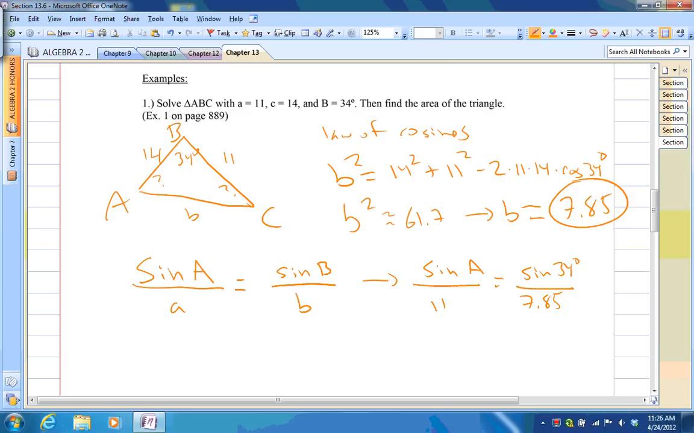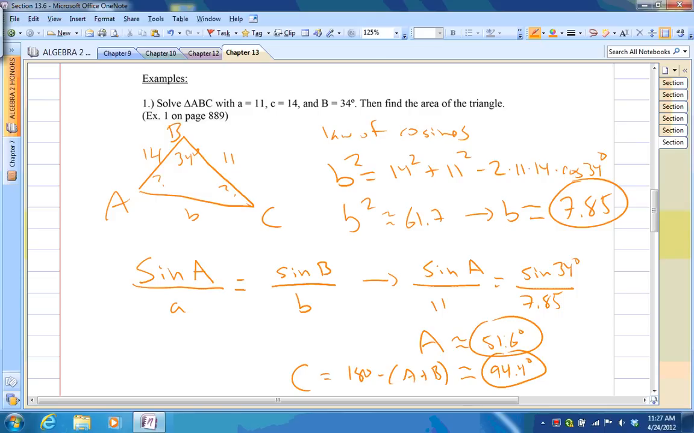If you solve for this angle, you might want to pause the video and try it out, but you guys should know how to do this. You would get 51.6 degrees for angle A. And then lastly, the third angle, angle C, will be 180 minus (A plus B), which would get you 94.4 degrees. Now you could try checking your work.